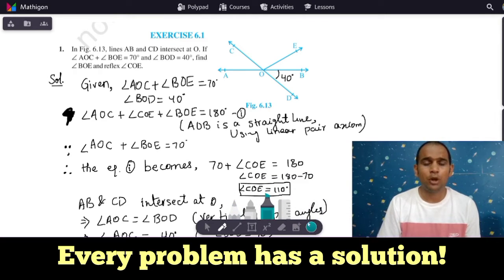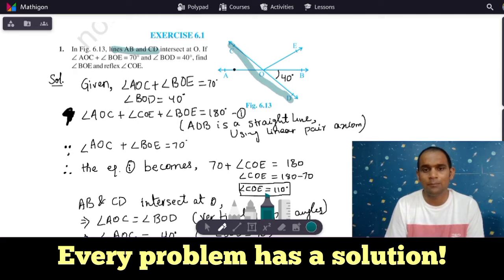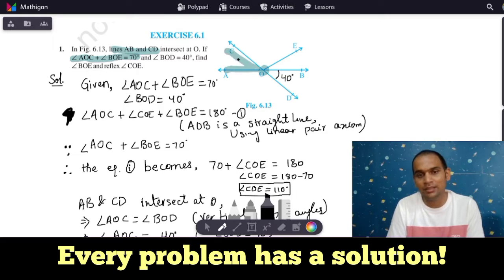As you can observe, the problem says that in figure 6.3, line AB and CD intersect. Over here we have two lines, CD and AB, and they intersect at the point O. Now if angle AOC plus angle BOE is 70, that means this particular angle and this particular angle both add up to 70. Individual measurement is not known, but collectively they add up to 70 degrees. I hope the question is clear.